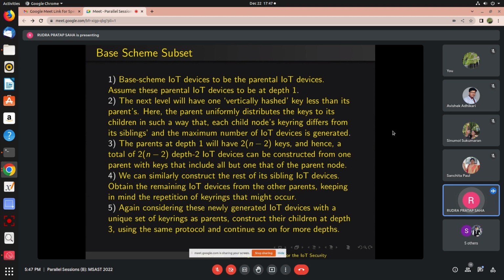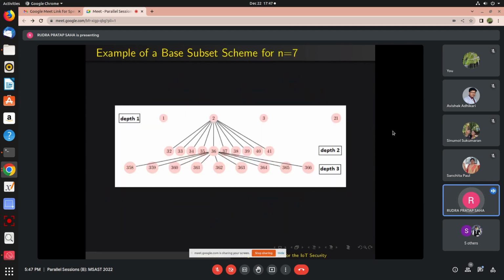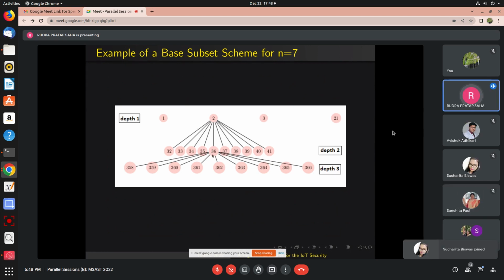Again, we consider these newly generated IoT devices with a unique set of keyring of parents and construct their children at depth 3. Using the same protocol and continuing, we get a network system of more depths. So here is an example of the base subset scheme for n equals 7. In depth 1, the total number of nodes or IoT devices is 21, and we see here the number of children of the node or device ID 2 is 2 into n-2, that is 10.